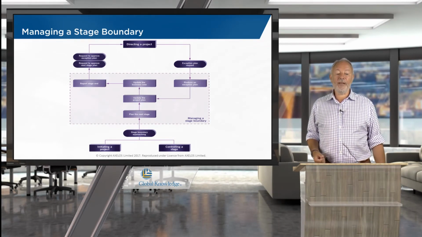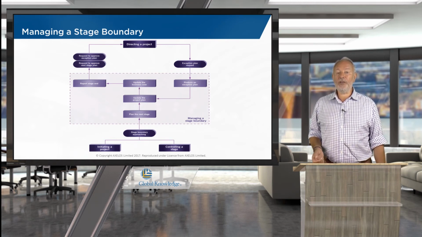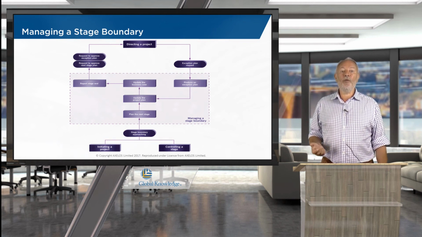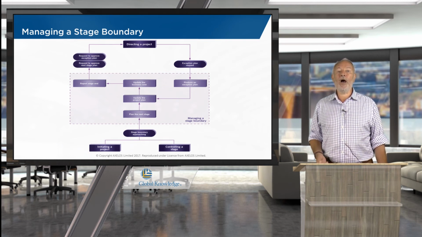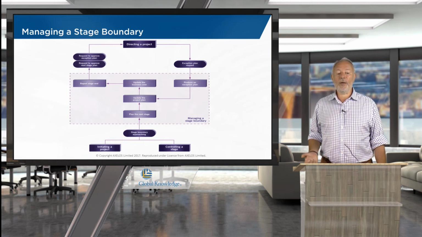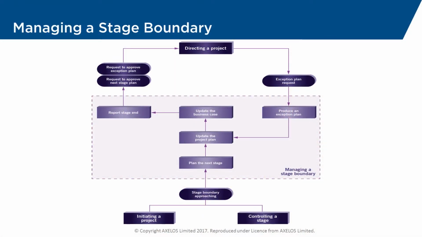There's a special circumstance, an exception, where if an exception has occurred and you have reported it to the project board, they will then be looking perhaps for an exception plan to show how we're going to deal with the problem. So based on our exception report, they may request an exception plan. We're going to use a little bit of managing a stage boundary to build that exception plan.